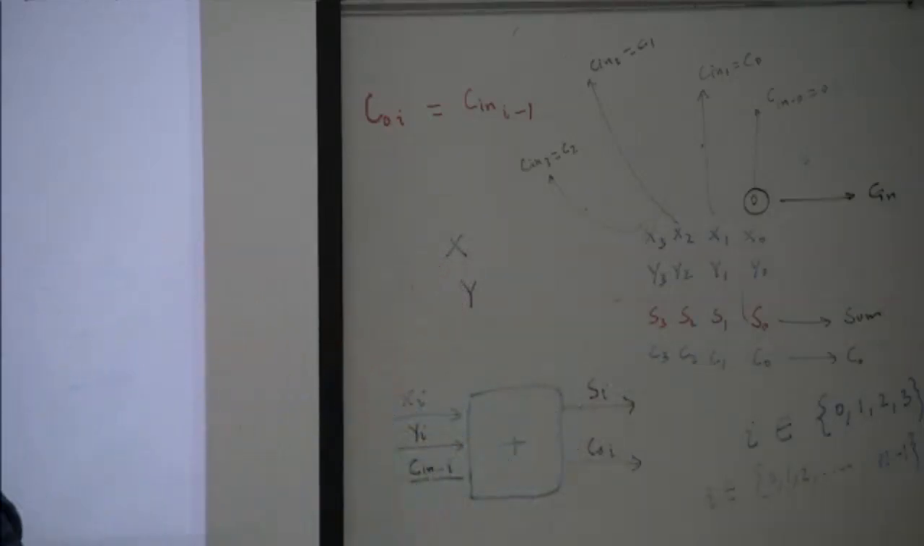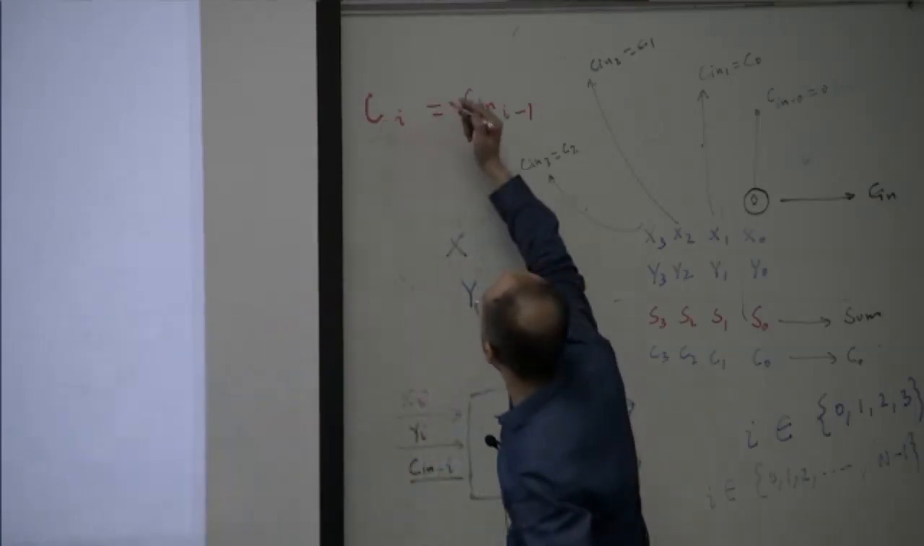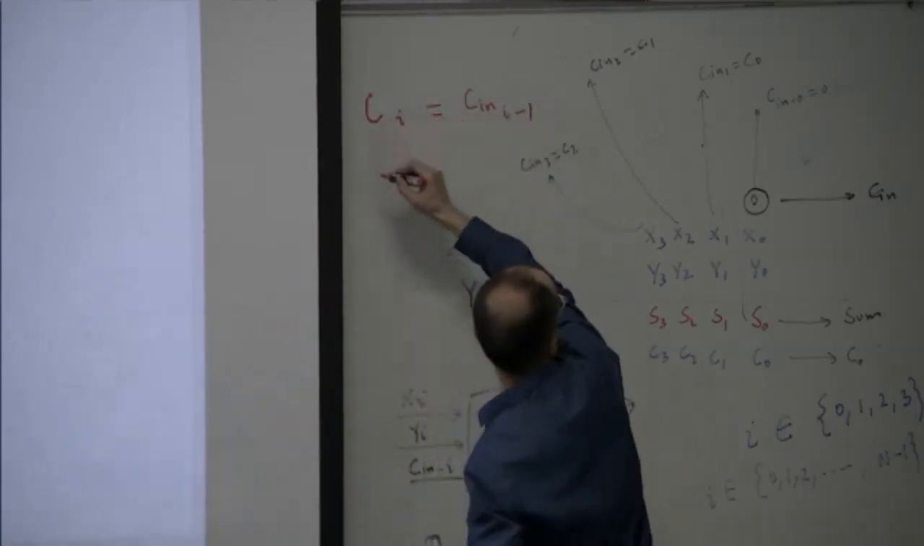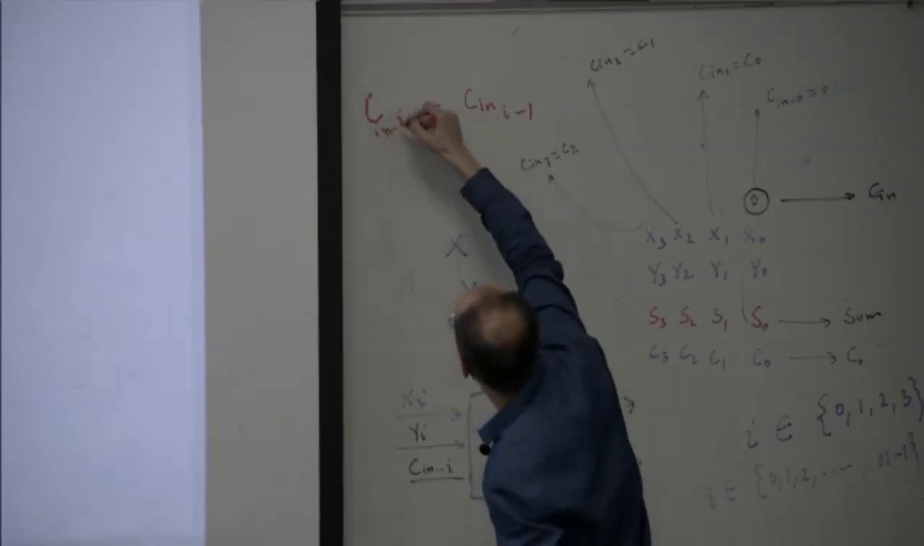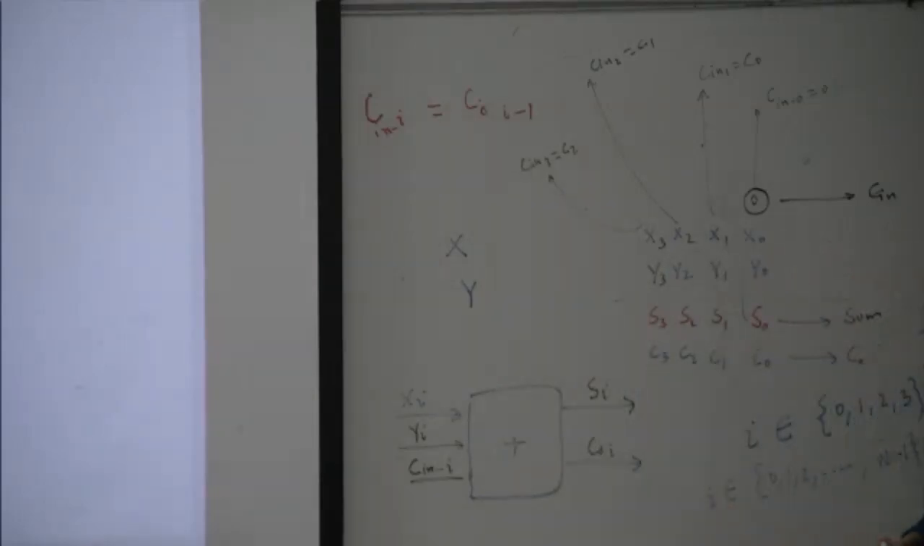So Couti, the carry out to the next stage, is equal to the carry in of stage i plus 1. Got it? Any question? Should we proceed? I'll explain this with an example.